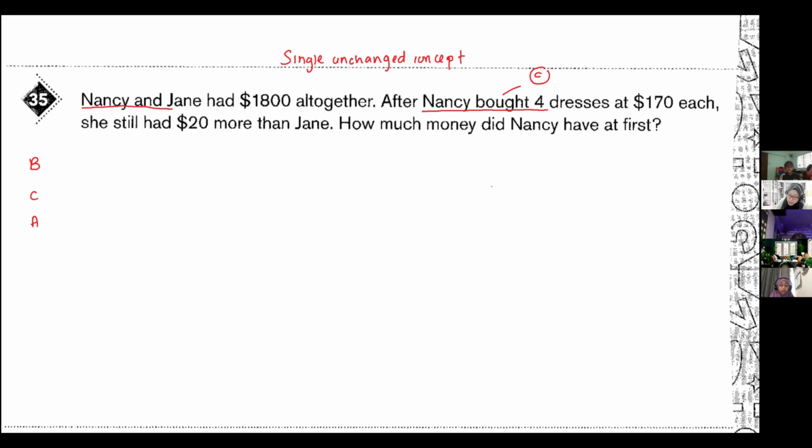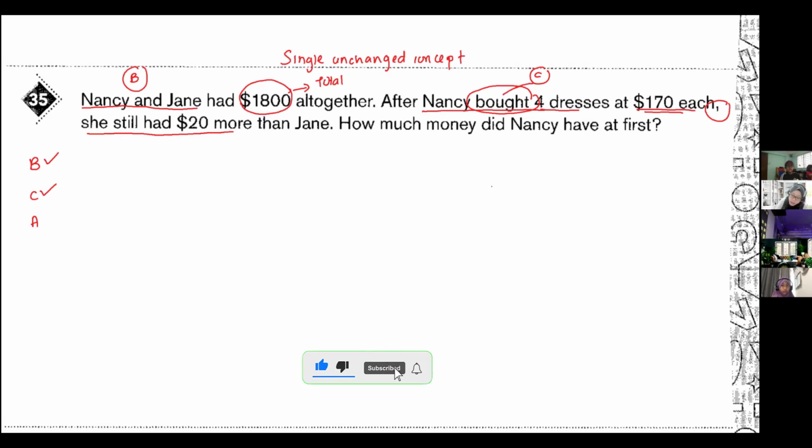So Nancy and Jane had $1,800 altogether. So this is their total amount that they have at first. So this is my before information. I have my before, I have my change. All right. Then after Nancy bought, as I mentioned, bought is a very important change keyword. Okay. So bought how many? She bought 4 dresses at $170 each. And then what happened? Can you see the comma? And then she had $20 more than Jane. So this is my after keyword. Okay. So I have my before, my change, my after.